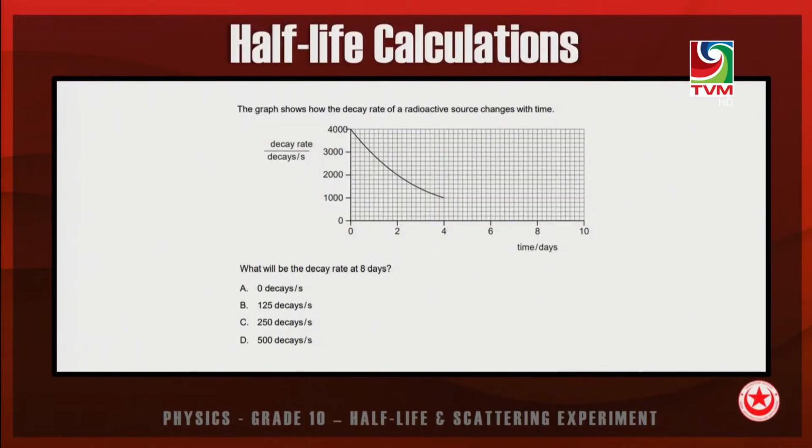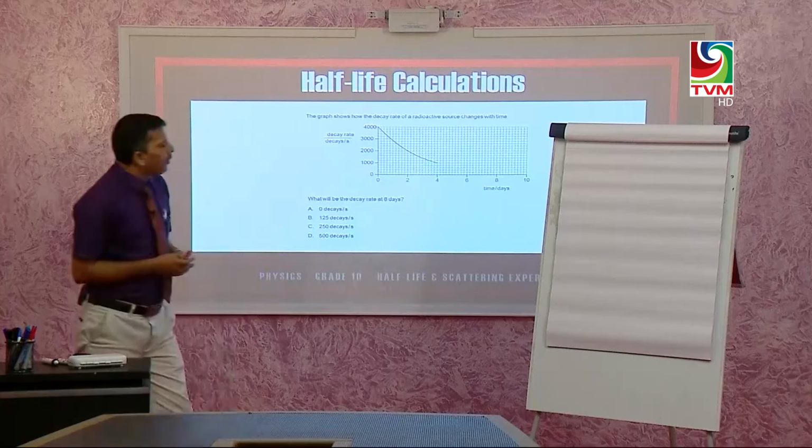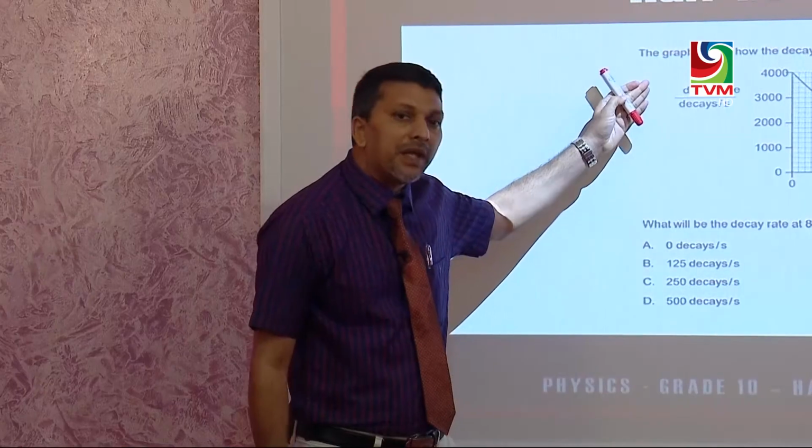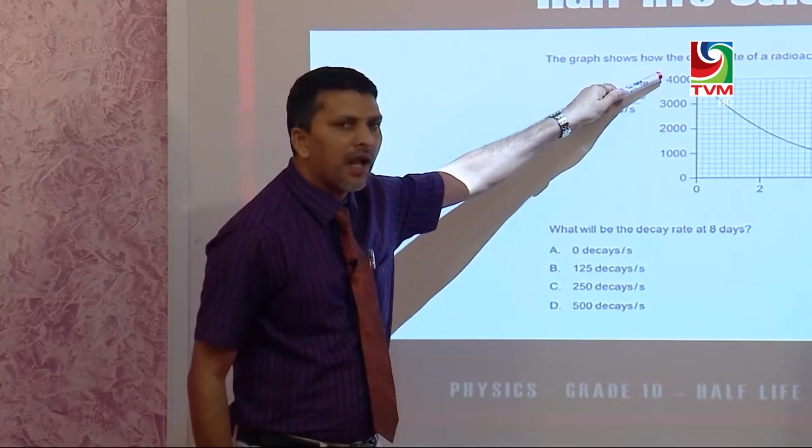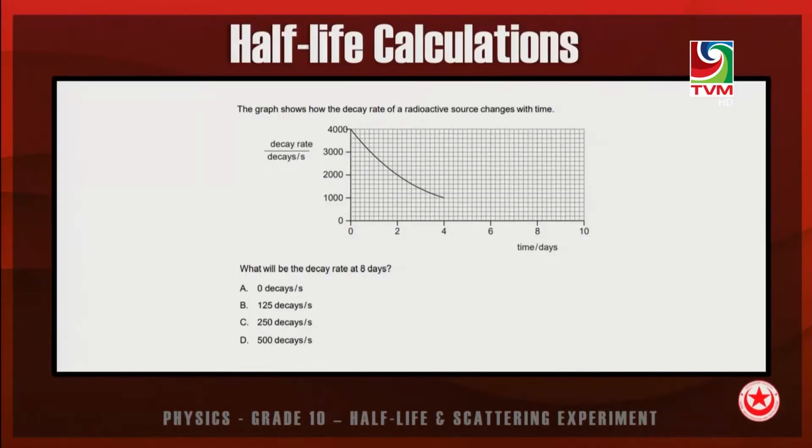Here is the second question. One graph is given, and you can check the question. The graph shows how the decay rate of a radioactive source changes with time. Decay rate is plotted here, and time in days. The question is, what will be the decay rate at 8 days? After 8 days, what will be the decay rate? That we have to find. Now, what is the decay rate in the beginning? From the graph we can see the decay rate is 4000.